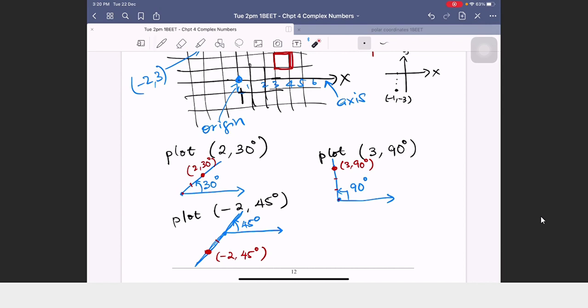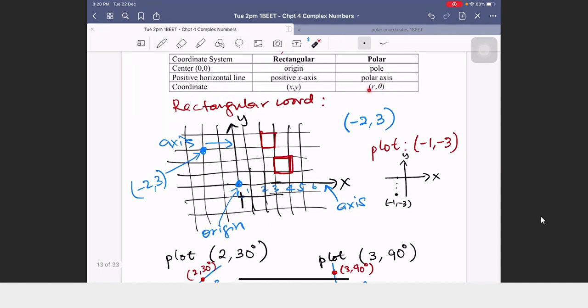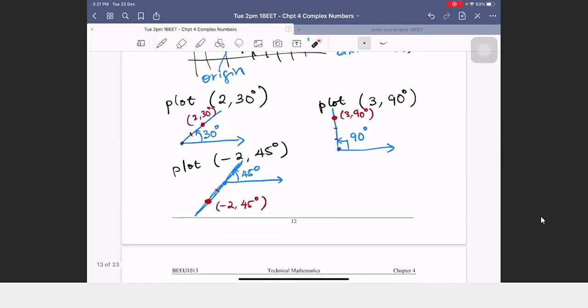But what is important now is that you have understood r theta. R theta is the parameter for polar, and x y is the parameter for rectangular coordinates. Whenever we talk about x y, you know it's rectangular. If we talk about r theta, r is the distance from the pole and theta is the angle, so you know that is polar. That is the most important.